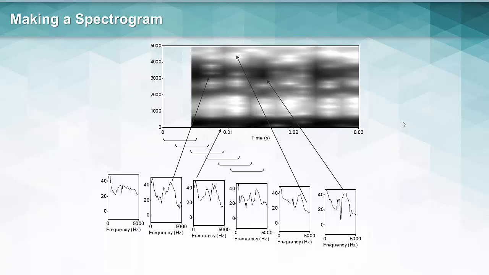To create the spectrogram display, those spectra are then converted into vertical strips of lighter and darker, because frequency is shown on the y-axis and amplitude is shown by darkness. So peaks in the spectrum show up as dark spots, and troughs in the spectrum show up as light spots.